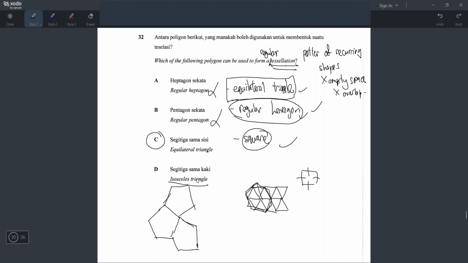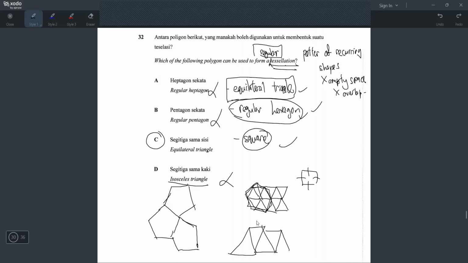Isosceles triangle, it can form a tessellation. But since the question is asking regular tessellation, D is not the answer. Regular means it has to be sama panjang. That is why I add the word regular here, because if I don't put the word regular here, it means there's no answer already. Because an isosceles triangle can actually form a tessellation also.